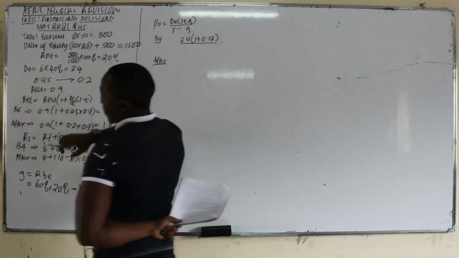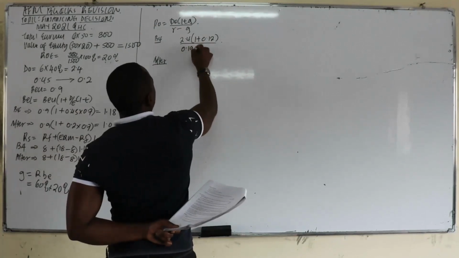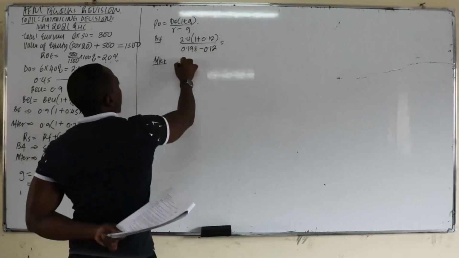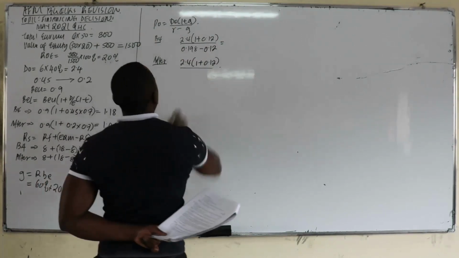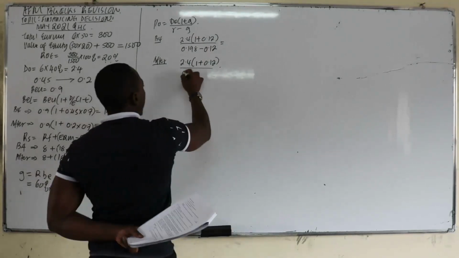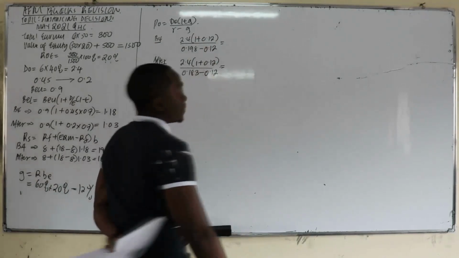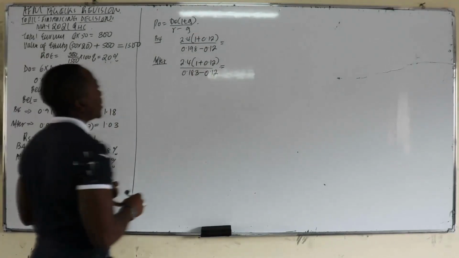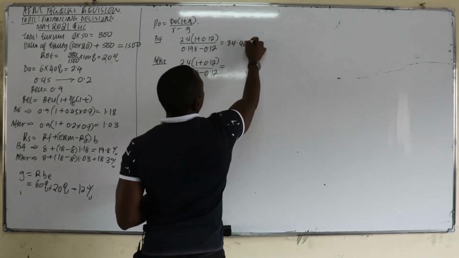Times 1 plus the growth rate, which is 12%. r is the cost of capital. The cost of capital before was 19.8, so 0.198 minus the growth rate 0.12. After it will be 2.4 times 1 plus g, over r. After the reconstruction, the cost of capital will be 18.3, so it's 0.183 minus the growth rate 0.12. And the first one is? Sorry?